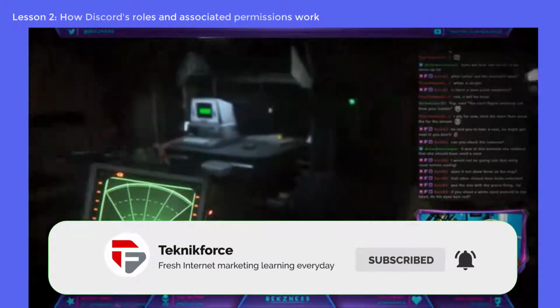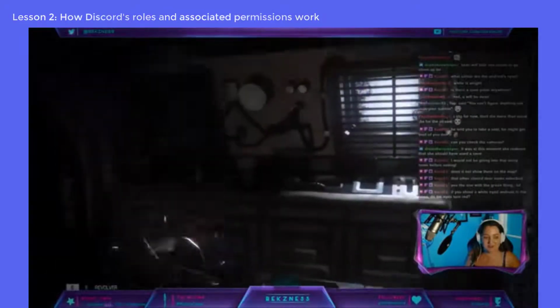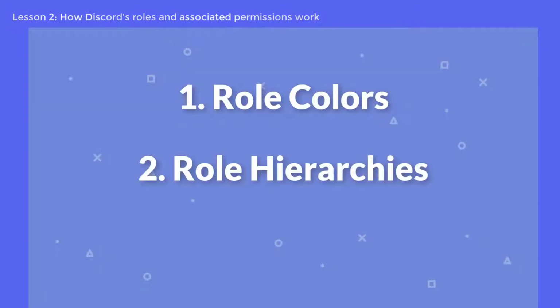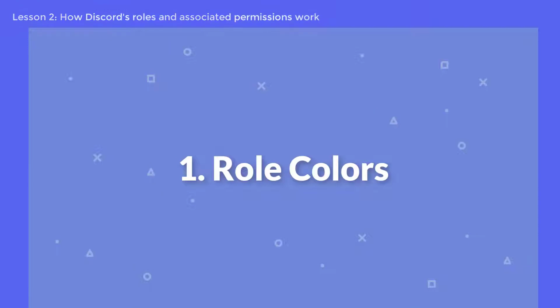And today, I'll show you how Discord roles and associated permissions work in 3 parts. First, role colors. Second, role hierarchies. And third, channel permissions. So now, let's go to role colors.